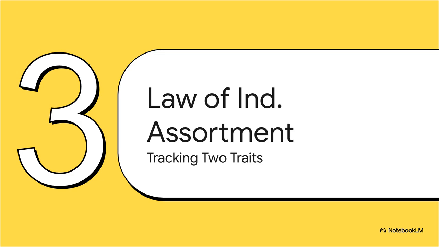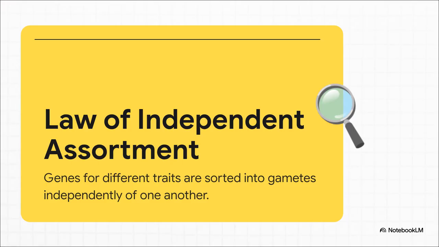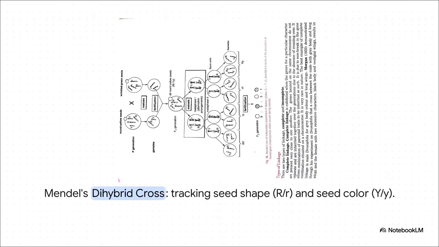Or are they totally separate deals? And this led to his second great law, the law of independent assortment. It basically says that genes for different traits are sorted into gametes independently. The allele a gamete gets for seed shape has absolutely 0 influence on which allele it gets for seed color. They're free agents. So to test this, he did what we now call a dihybrid cross.